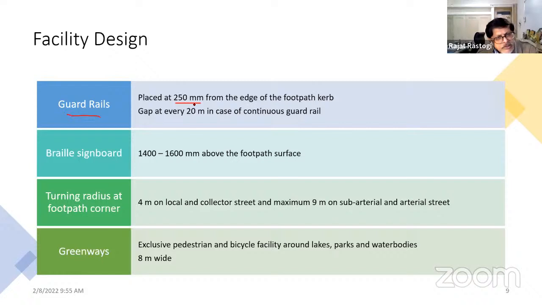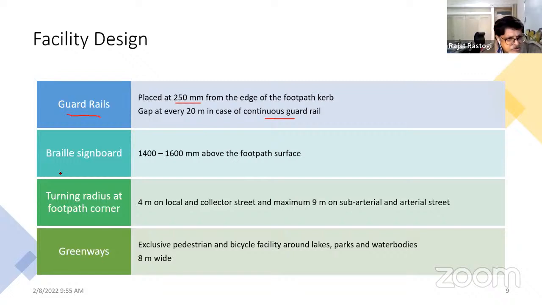When you talk about any other facility, then we talk of 25 centimeters as the minimum value, and that's what is being brought in here also. And then it also talks about that if you have a continuous implementation of the guardrails, then you need to provide some locations where the pedestrians can cross over to the other side if it is required. So there's an additional thing: a gap at every 20 meters should be provided in such cases.